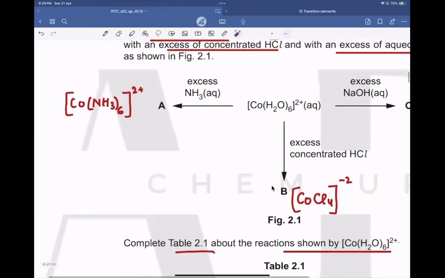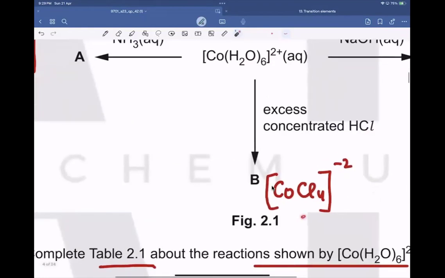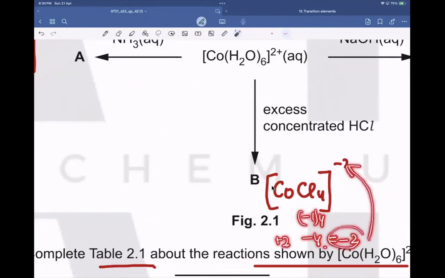Okay. Now have a look over here. As chloride comes, in HCl the chloride has a -1 oxidation state, isn't it? So there are 4 chlorides, which means -1 times 4, which makes it -4, right? And we know that cobalt is +2. So +2 and -4, we get -2, and that's why I put a charge of -2 over here. Is this clear?